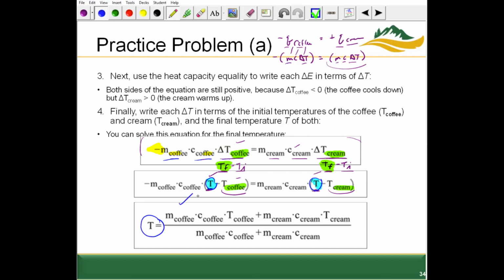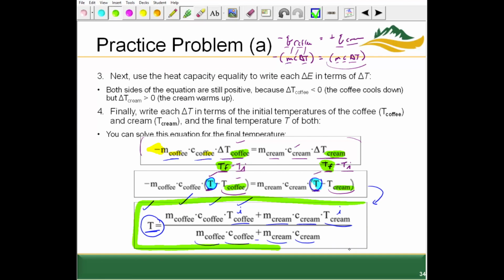that involves the mass of the coffee, specific heat capacity of the coffee, temperature initial of the coffee, then plus mass of the cream, specific heat capacity of the cream, then the initial temperature of the cream, all divided by the mass of the coffee, specific heat capacity of the coffee, plus mass of cream, and specific heat capacity of the cream. So it definitely gets a little complex algebraically. Ultimately, we're solving for T final of both systems. They reach the same T final. So this is an option for an equation to write down.